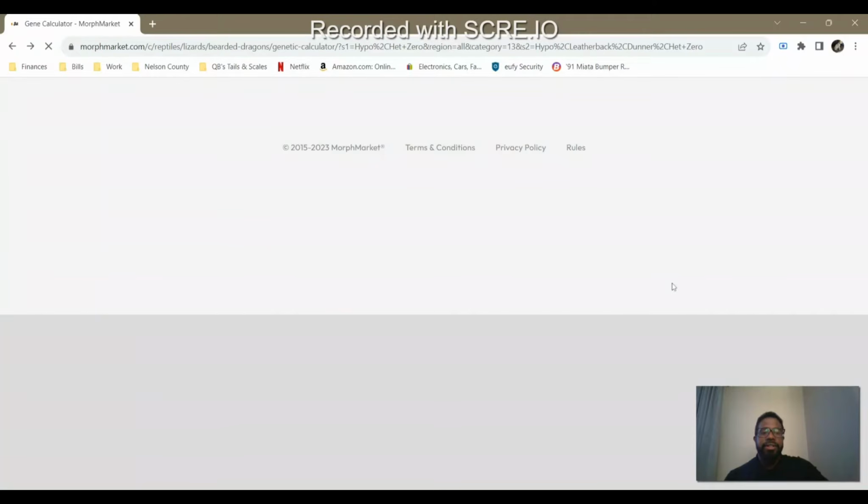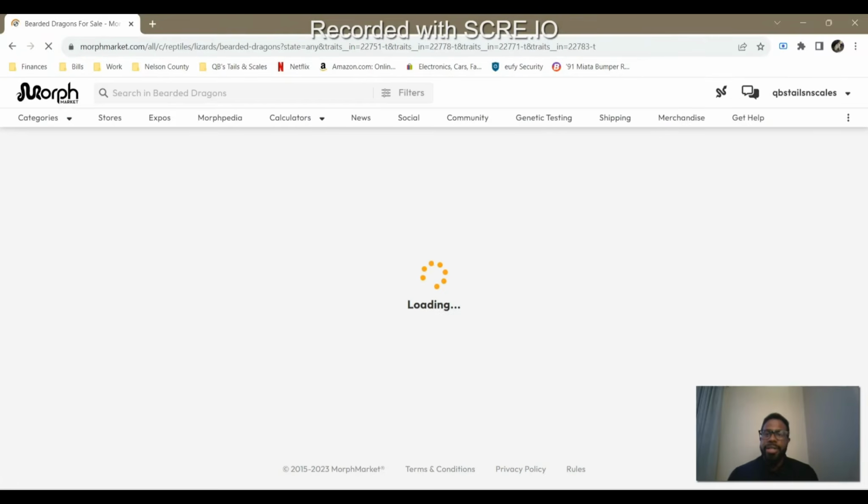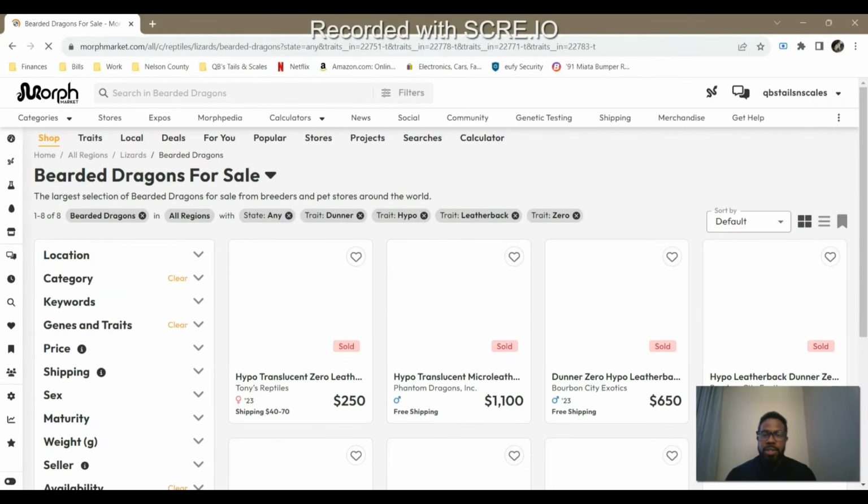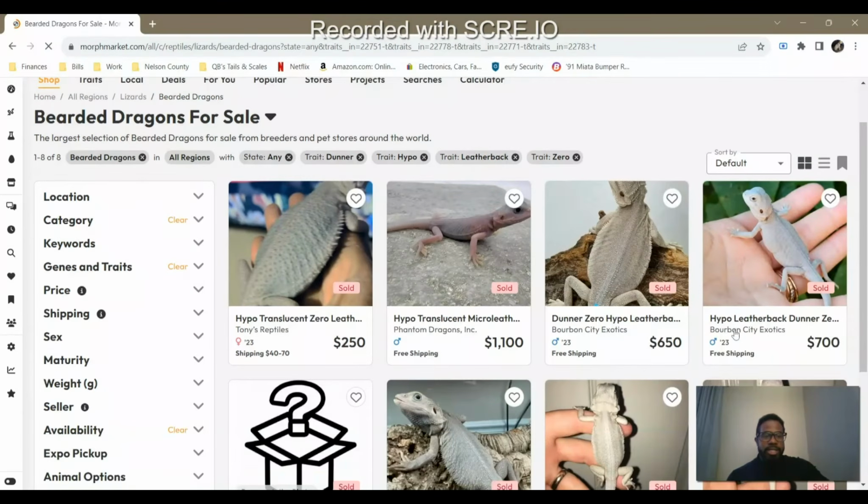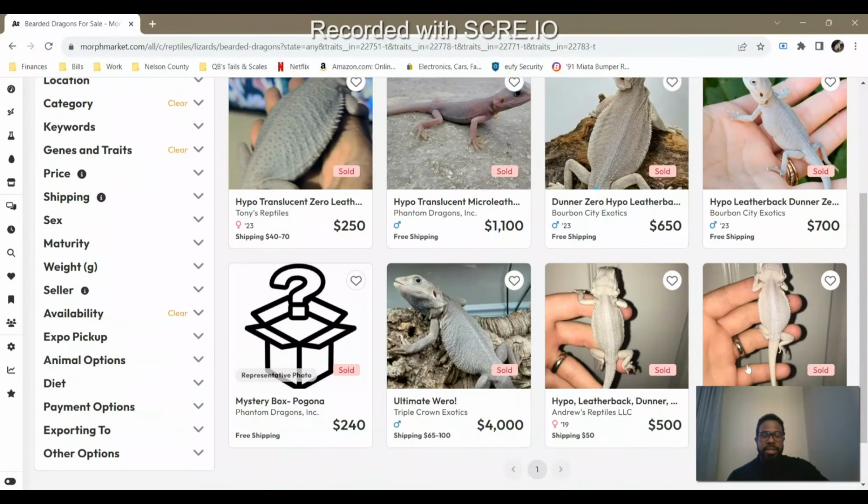But if I can get my computer to load, well, no. So that's $100. That's $2,600 right there, just off the zeros. That's half the clutch right there. Here we go. And yeah, $600, $700. So let's say $600 just to call it a day.